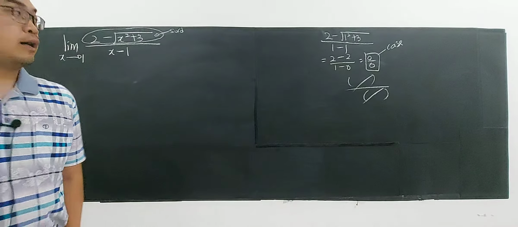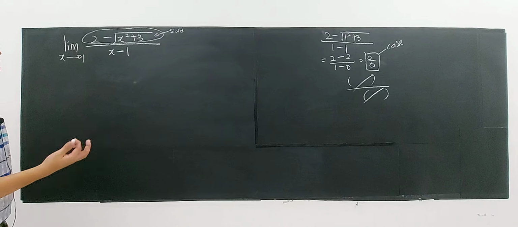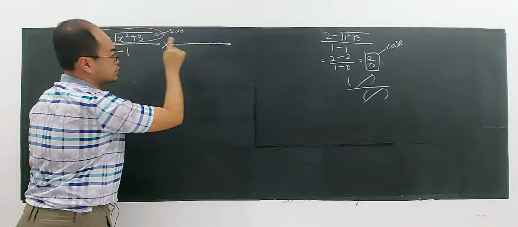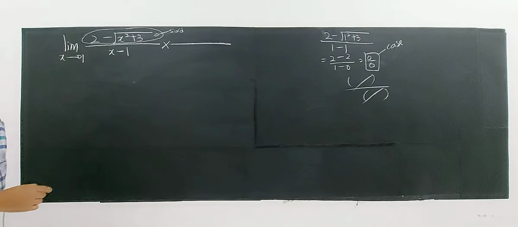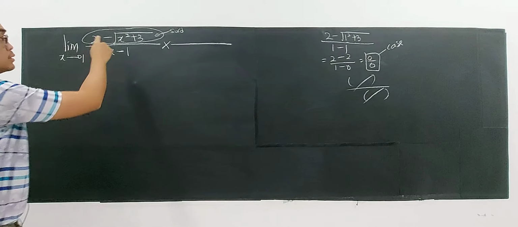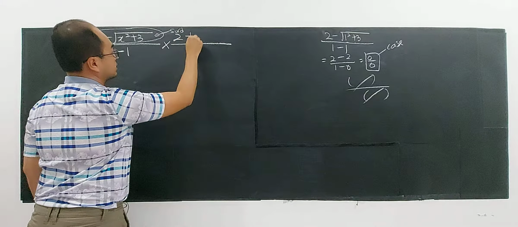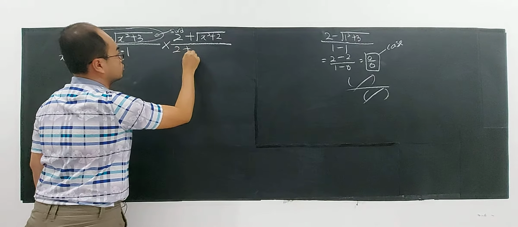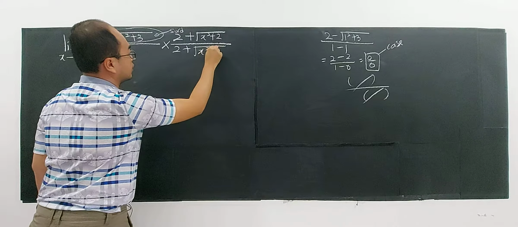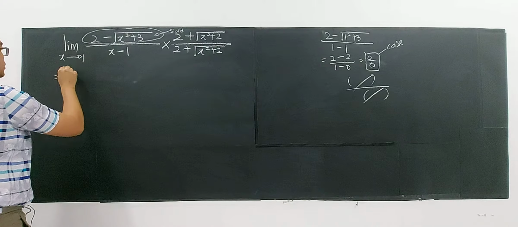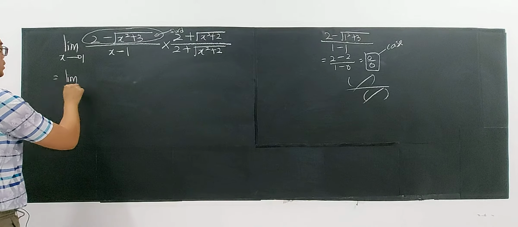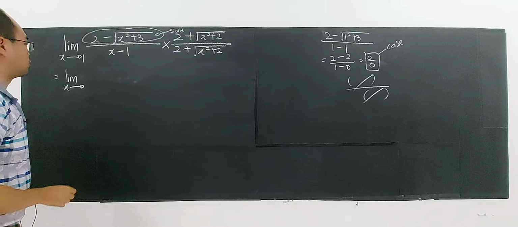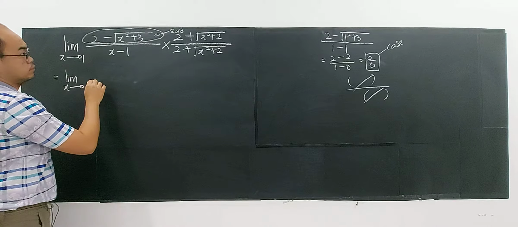In order to get that common factor, there is a surd here, so we have to multiply. The technique for this question is to multiply by the conjugate of the surd, which will be 2 plus square root of x squared plus 3. If this is the case where it's 0 over 0 and there is a surd, this is the only way. You multiply the conjugate.